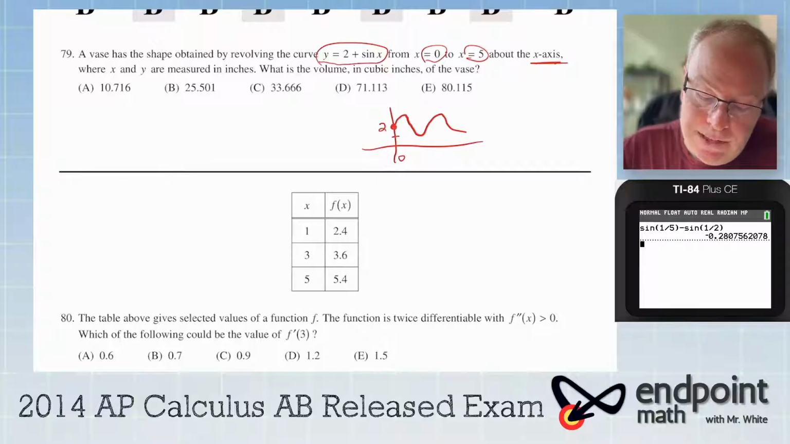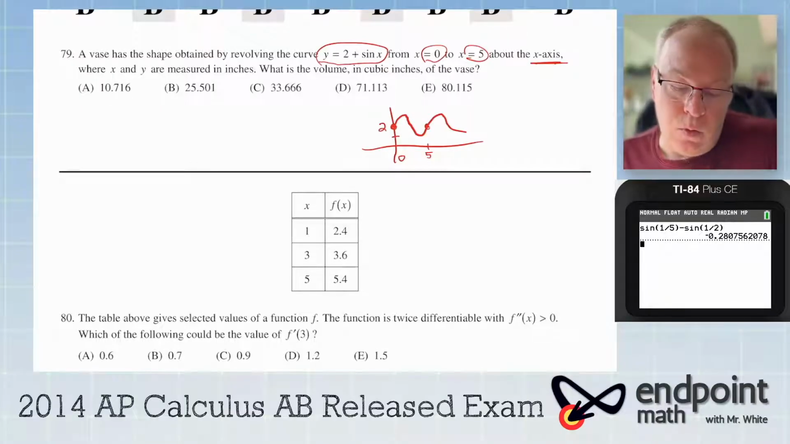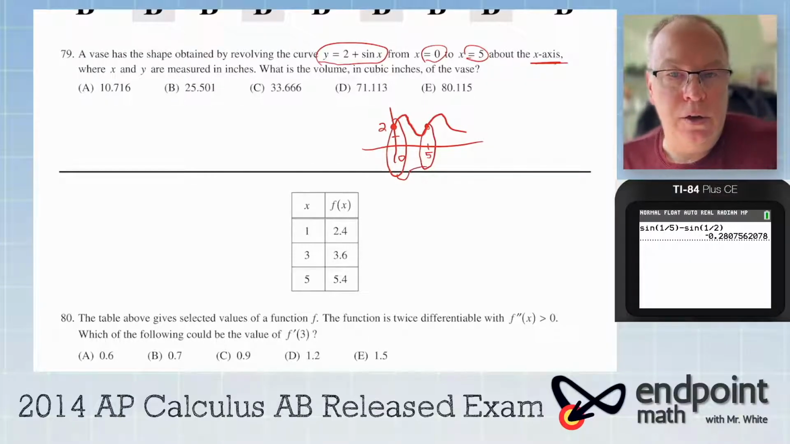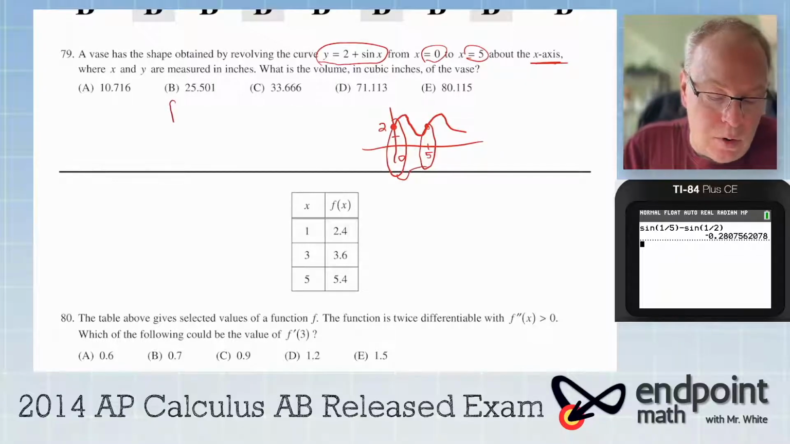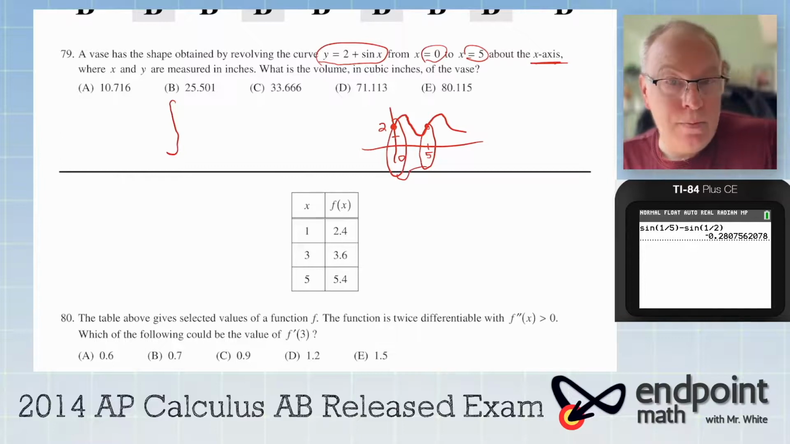And we're going from 0 to 5. So that would be about right here. It doesn't really matter where you put it. And we're going to revolve that around the x-axis and create this vase thing. All right, it doesn't really matter doing a good drawing, but you get the idea. We're going to integrate, and we're going to use the disk method.